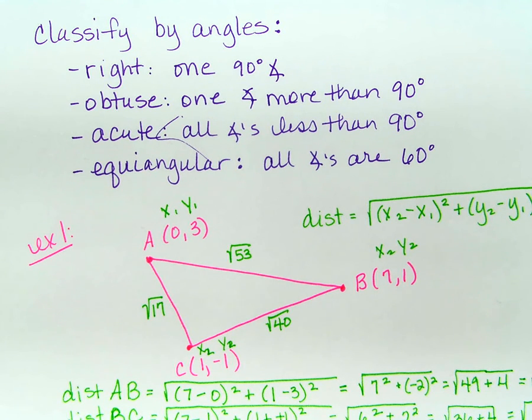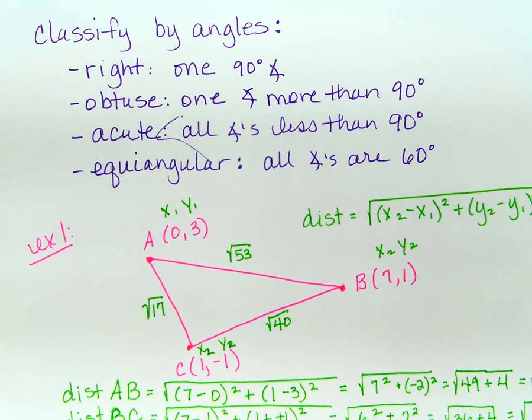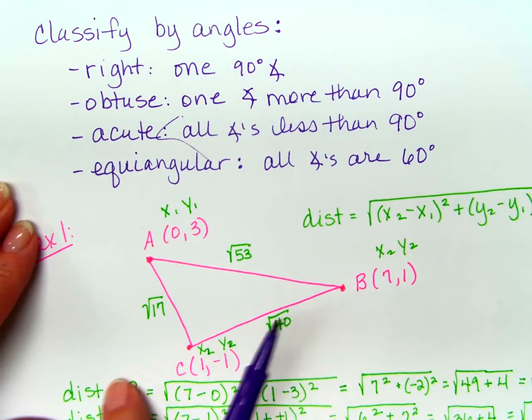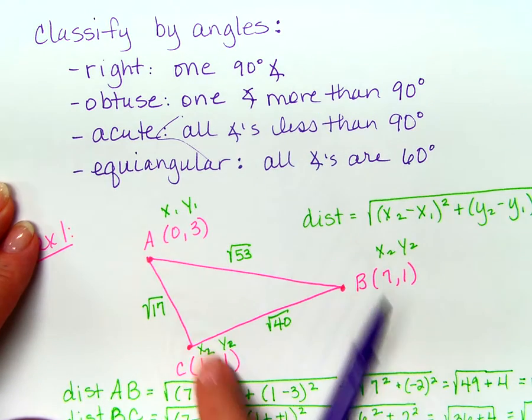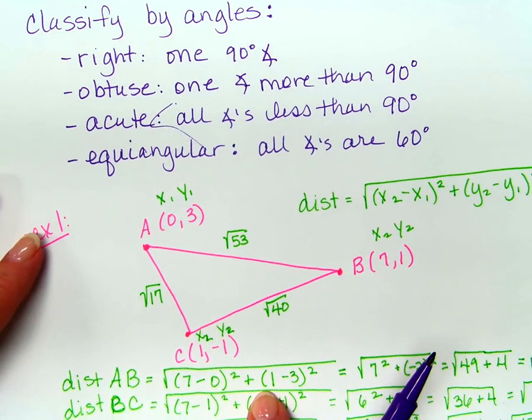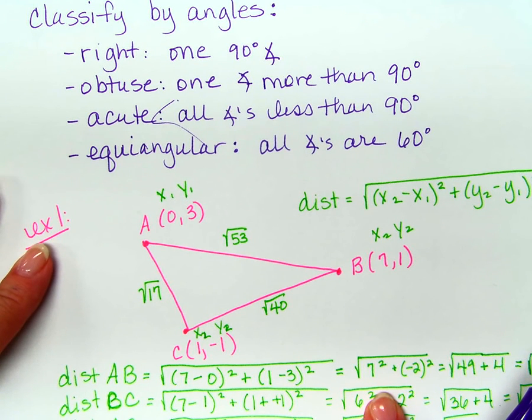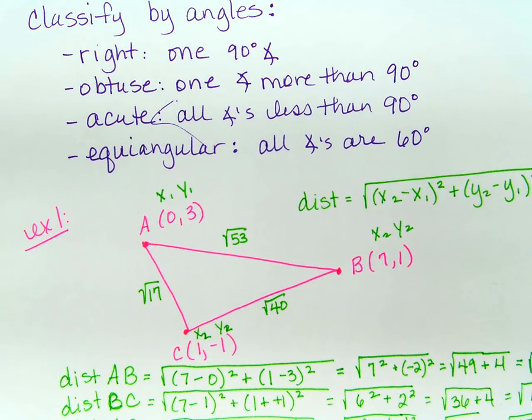How in the world are we going to know if that is a right angle? What if I had this line and this line right here? How would I know if it's a right angle? If they were perpendicular? And how do you tell if two lines are perpendicular? You guys did this last week, right? How do you tell if they're perpendicular?